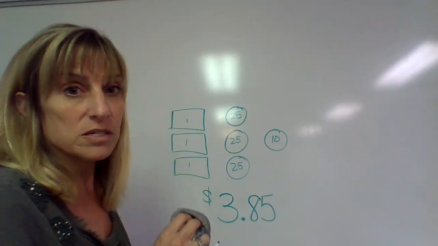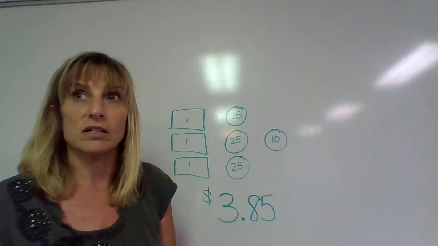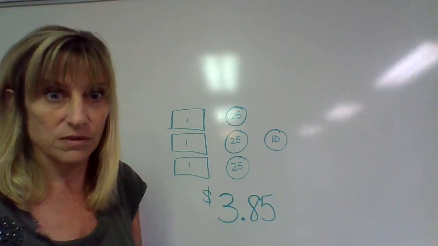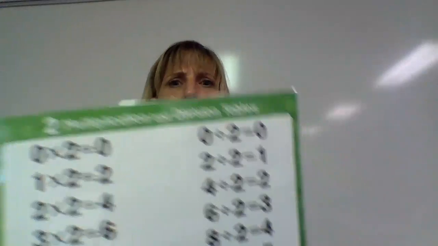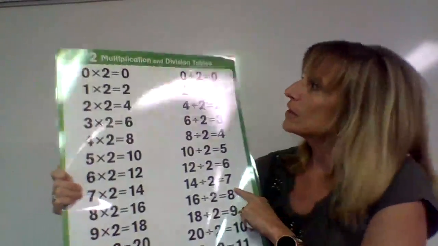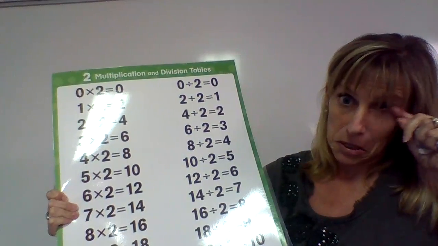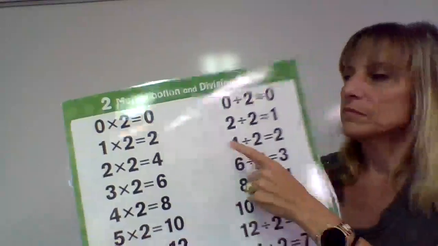Now I'm going to erase this, and we're going to start talking about division by 2. Okay? All right. And I have my chart here that is usually hanging up on the wall, but you guys can't see it because you're not here. So sad. Okay, here we go. We're going to do the 2 division table right now, okay? We're going to do it together. All right, ready?